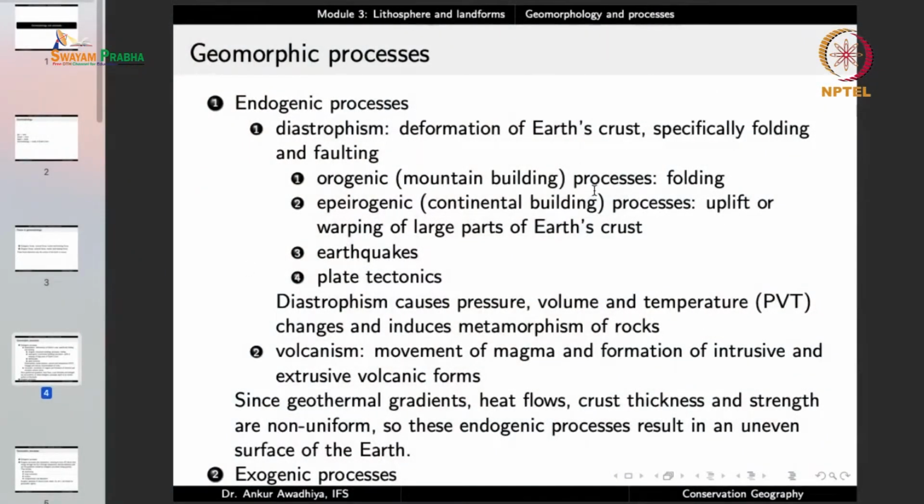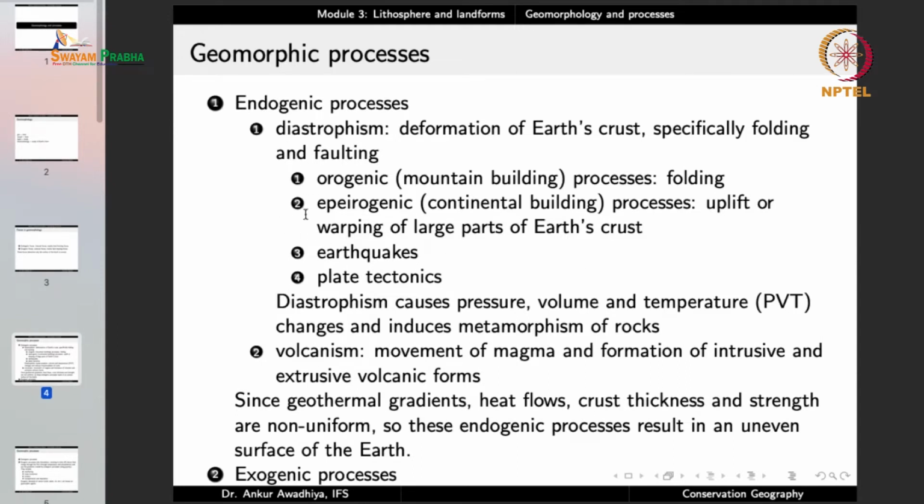Epeirogenic processes are continental building processes. They occur on a much larger scale. So they create continents, typically by uplifting or warping of large parts of the Earth's crust. Orogenic processes occur on a smaller scale as compared to the epeirogenic processes, and the main epeirogenic processes are uplift or warping.